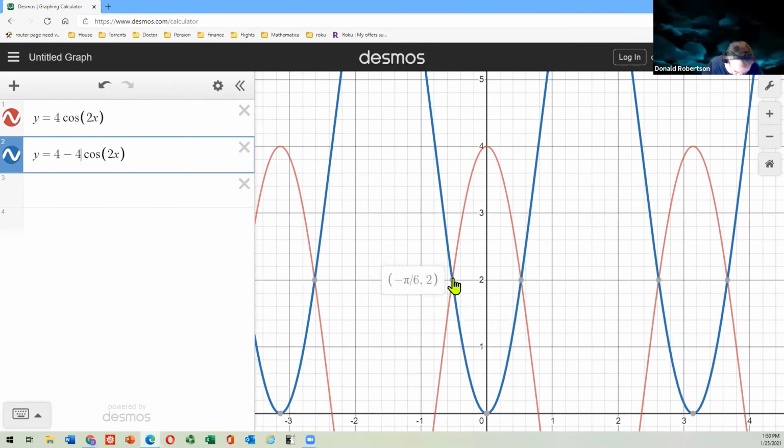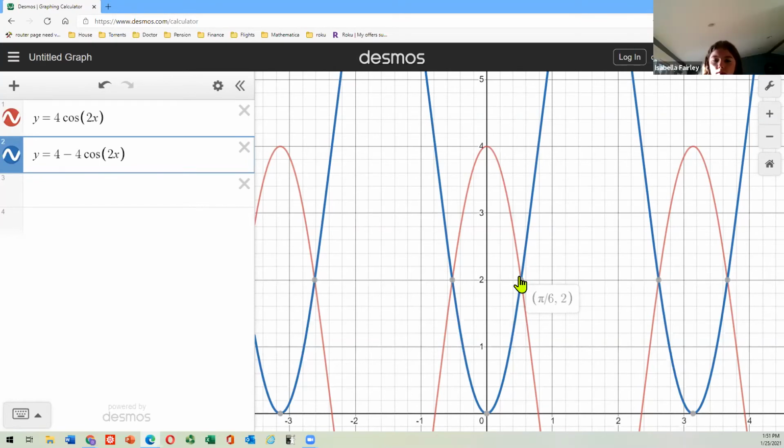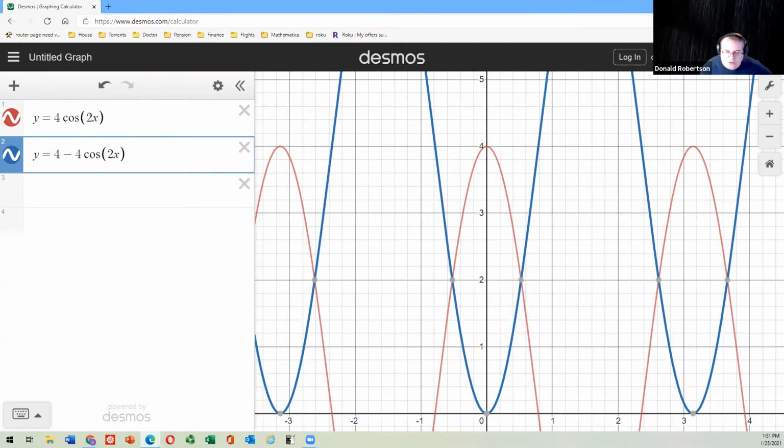Do you see that guy there is negative pi upon 6? That's important. And the other one is positive pi upon 6. Do you see that? The red one, which is this one here, is the 4 cosine 2x. And the blue one is the 4 minus 4 cosine 2x. Now returning, I'll actually show you pretty much what that said, and we can move from there.